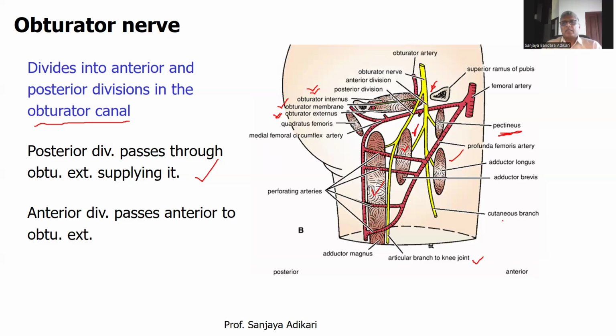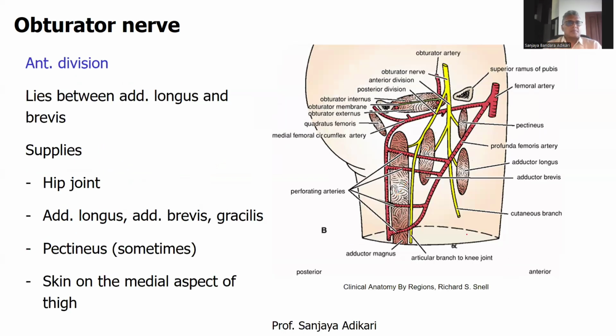And there's another cutaneous branch supplying the skin. So the anterior division supplies the hip joint, other than the other muscles and skin on the medial aspect of the thigh. So the posterior division supplies the knee joint, and the anterior division supplies the hip joint. So in other words, the obturator nerve supplies both the hip joint and the knee joint.